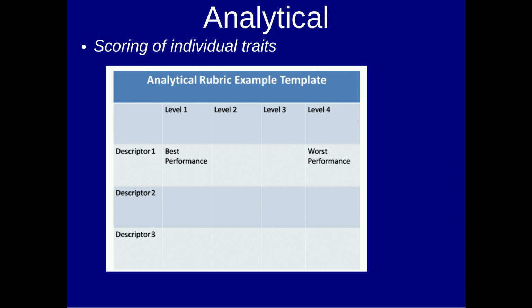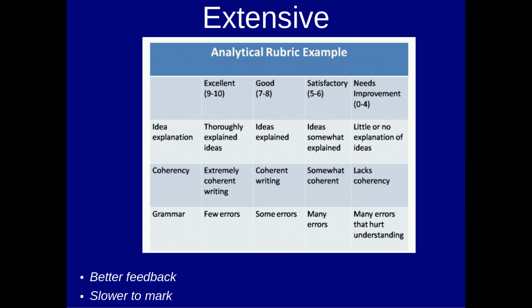So let's take a look at an example. Here is an analytical rubric that is filled out, and the student is being graded on three different traits: idea explanation, coherency, and grammar. To get excellence, this is what they have to do with their ability to explain ideas. For coherency, this is what they have to do, etc. And for grammar, etc.